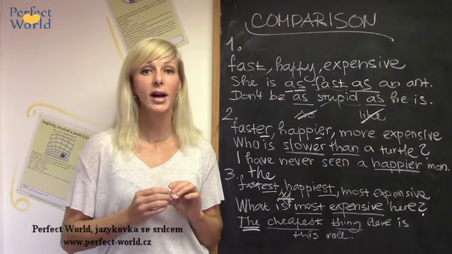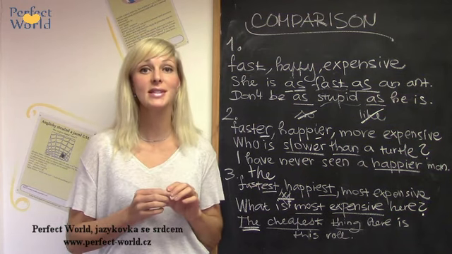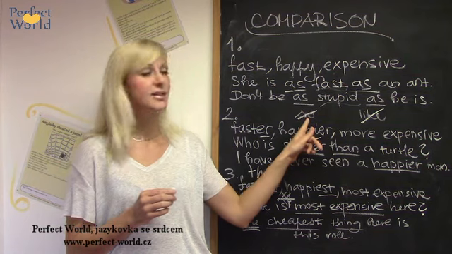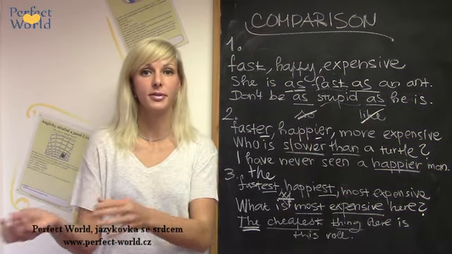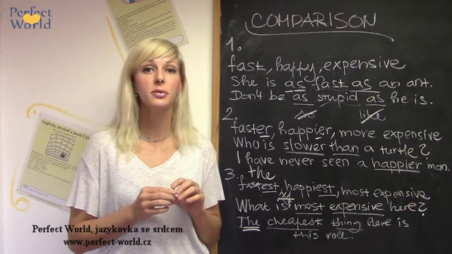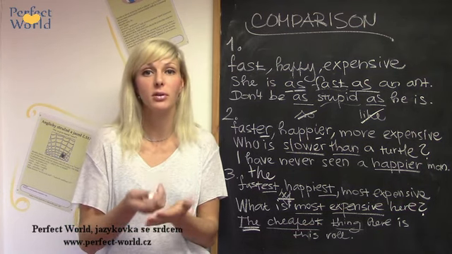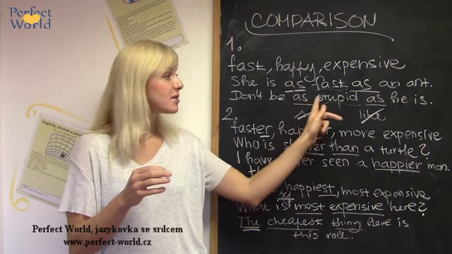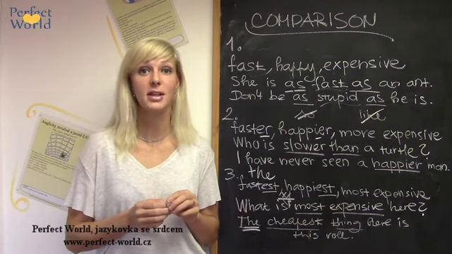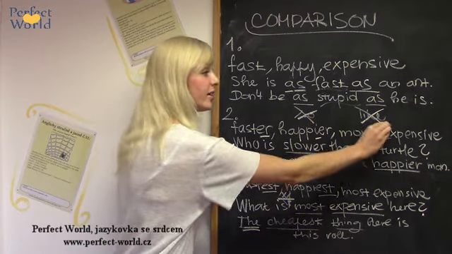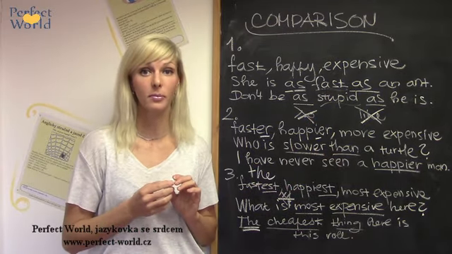Be very careful, as many Czech students tend to say he is so stupid like another person. This is not correct. If you want to say as stupid as, there is no other way to say it. You can't say "so like". It's a mistake, so be careful.